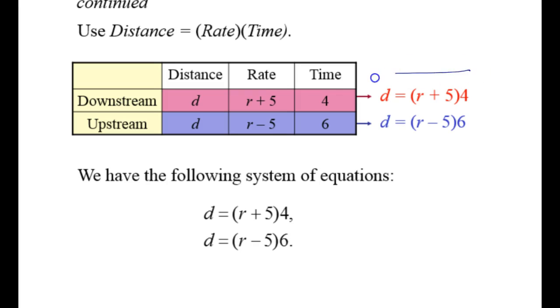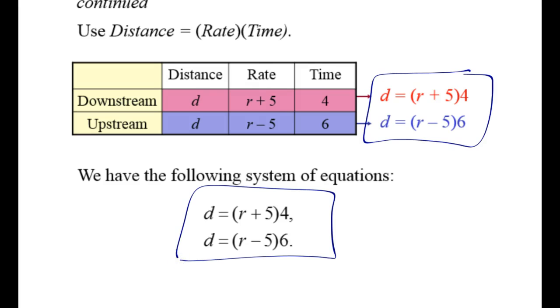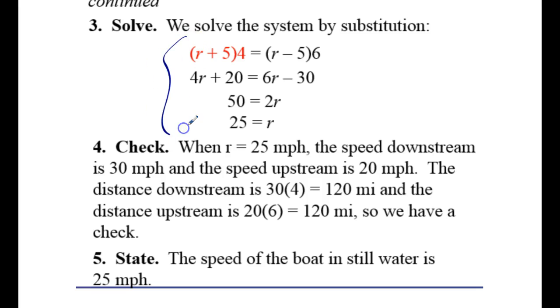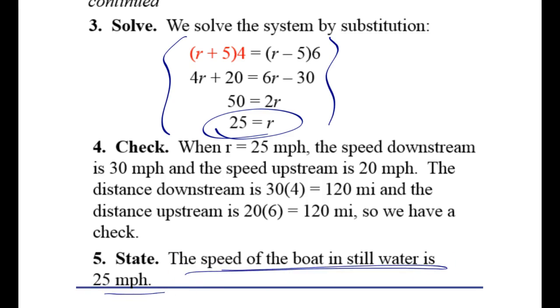They also did a chart. I think we got those two equations. Once you get down to these two systems, go ahead and spend some time solving. I think this is where I left you out. So the rate turns out to be 25. Make sure you state your final answer, 25 miles per hour.